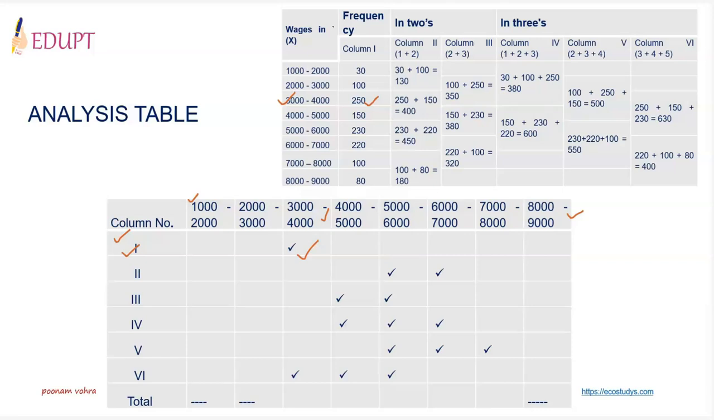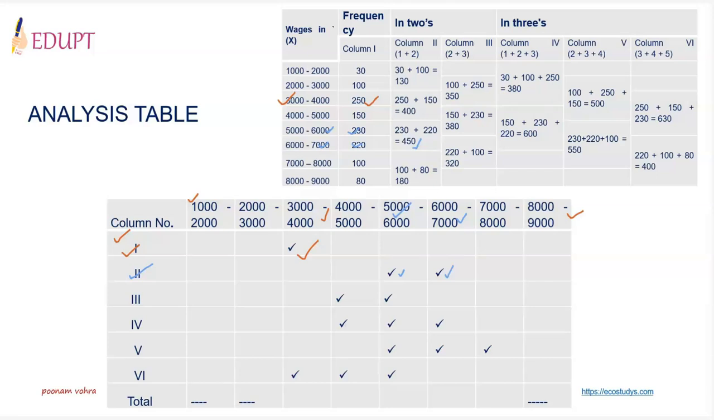Now let us look at column 2. In column 2, the highest frequency is 450, which is a combination of 230 and 220, corresponding to 5000 to 6000 and 6000 to 7000 as class intervals. So for column 2, we shall put a tick mark against class interval 5000 to 6000 and against 6000 to 7000.